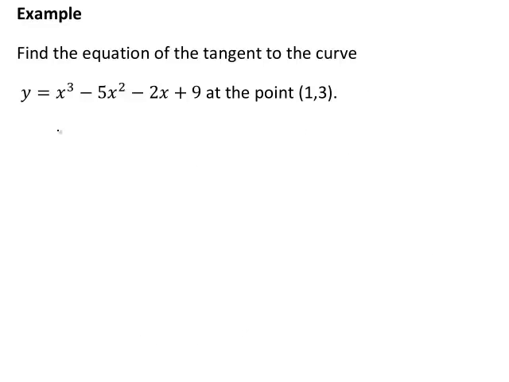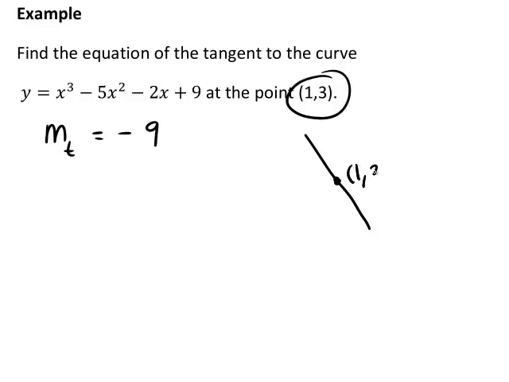So what information do we have so far? Well, we know that the gradient of the tangent is minus 9. We also know that since we're looking at the tangent to the curve at that point, the point 1, 3 also lies on the tangent. The other thing we know is that a tangent is a straight line. So we're basically looking at a line which has slope negative 9 and which has the point 1, 3 on it. That is the situation with our tangent.